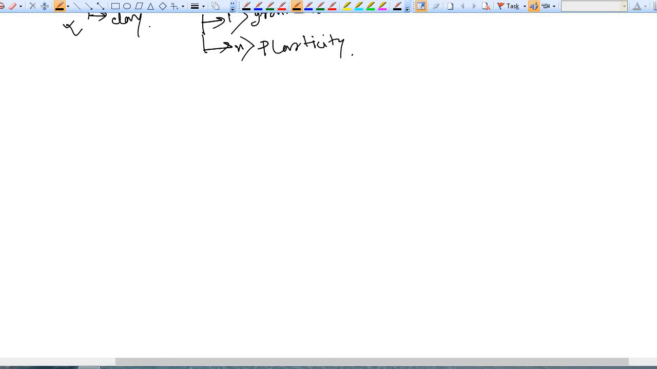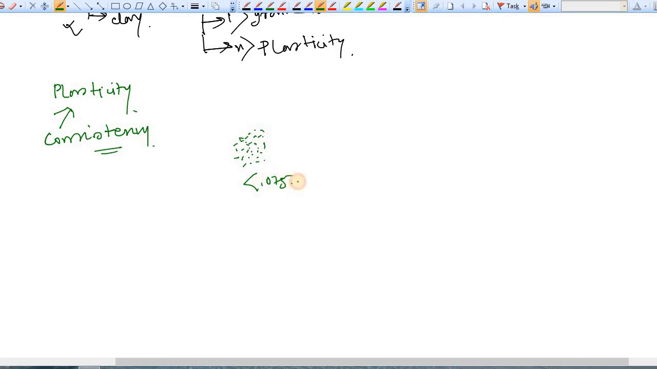Okay, so before knowing plasticity, you need to learn consistency. Again, what is consistency? Well, let's take some clay particles. They are very fine particles which are less than 0.075 mm, and they are in powder form.